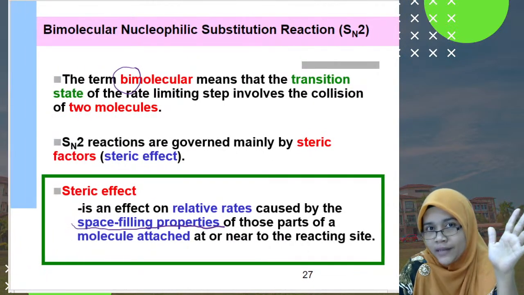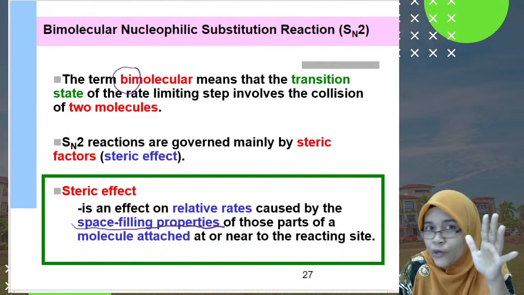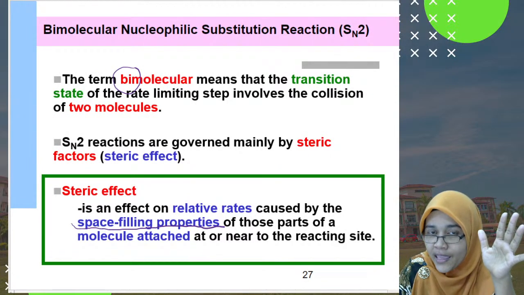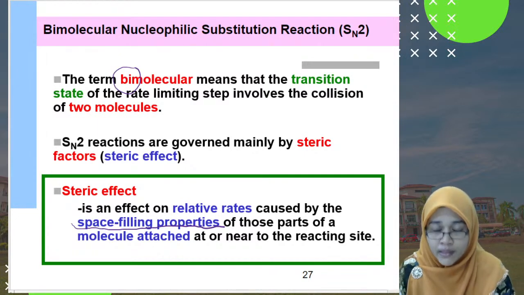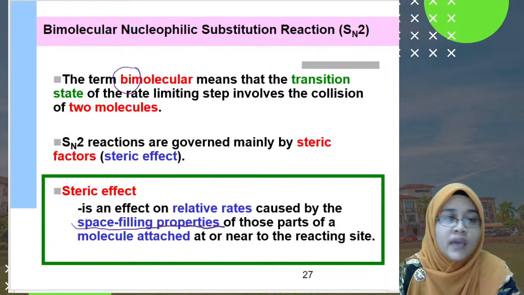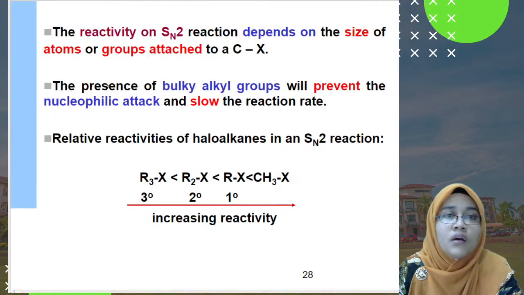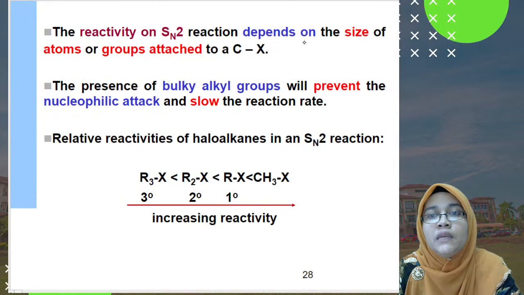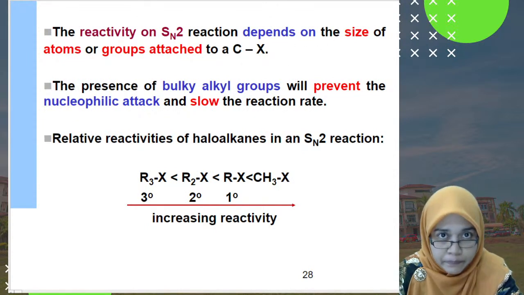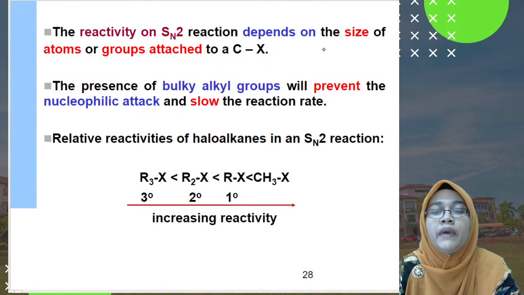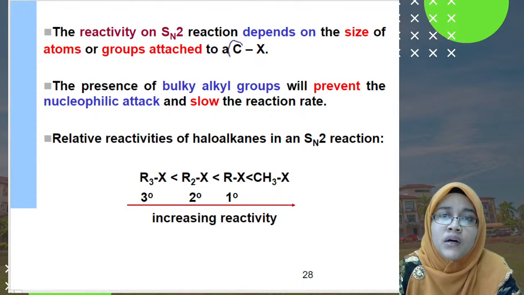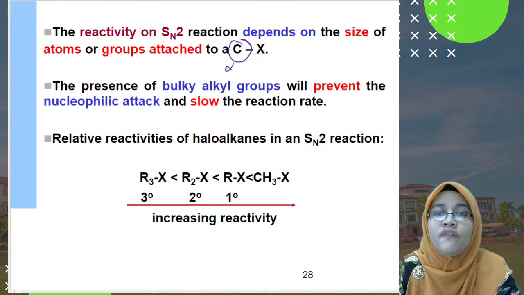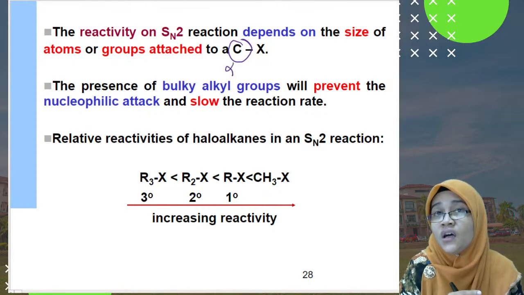So in SN1, I don't mention the steric effect. I just mention the stability of the carbocation. But in SN2, I mention the steric effect. So the SN2 reaction depends on the size of the atom or group attached to the alpha carbon. What is alpha? The alpha carbon is the carbon bearing the halogen.